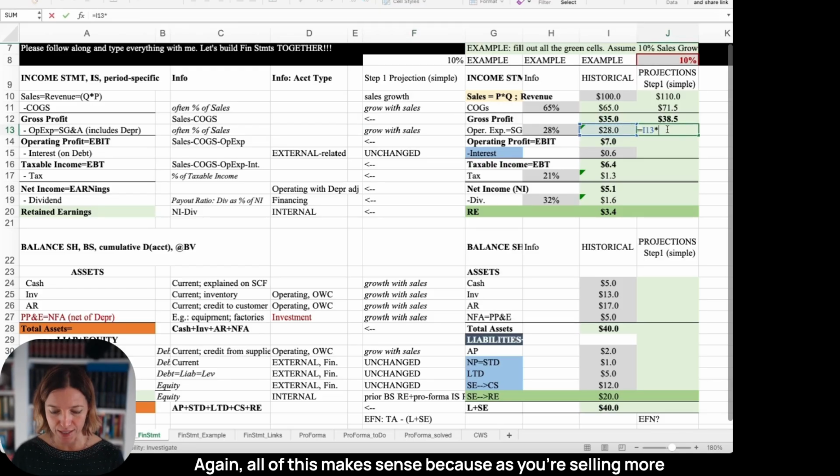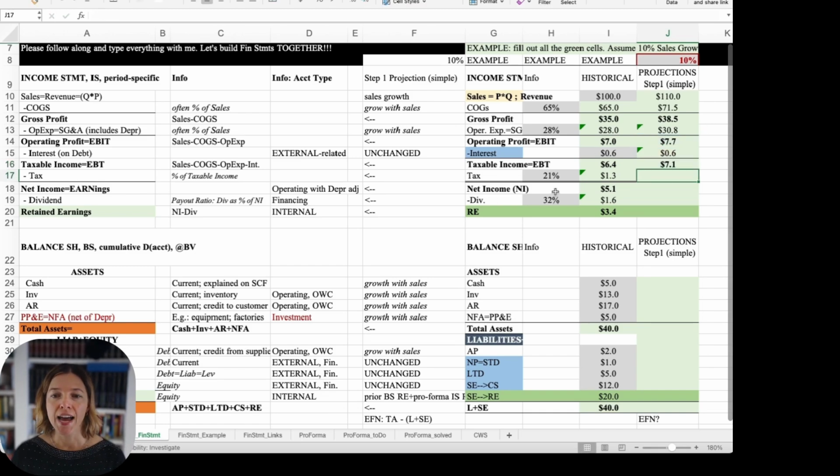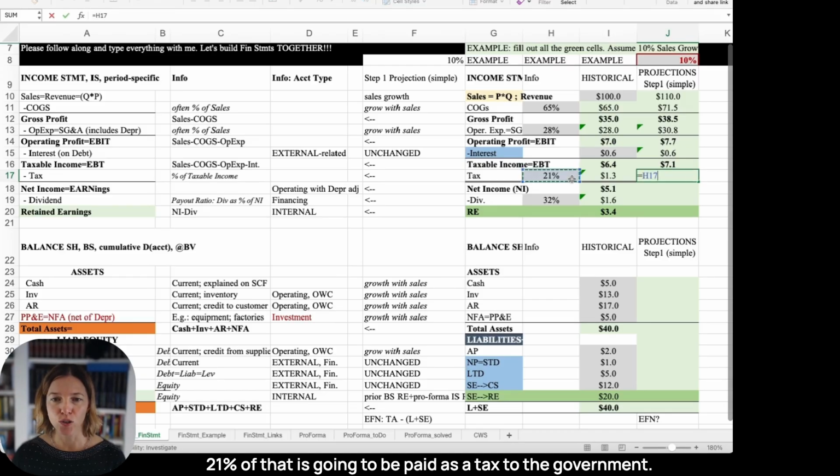Again, all of this makes sense because as you're selling more shirts, you need to have your factory lights on for longer in the factory, and you need your sewing machines to be running longer. This brings us to our operating profit next year. For interest, we're going to keep the interest unchanged. So this is going to be the same as in the previous year, which gives us our taxable income of EBIT minus the interest. 21% of that is going to be paid as a tax to the government.